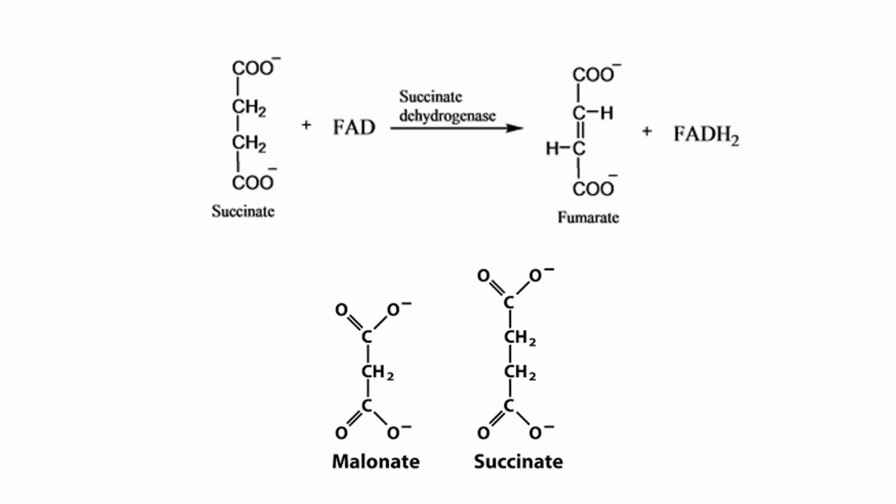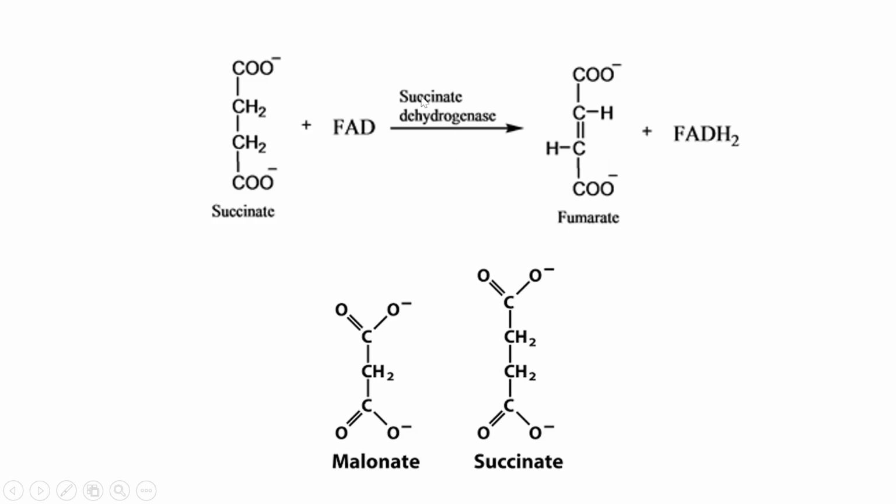So here you can see succinic dehydrogenase, what it does, it converts succinate into fumarate. This is the structure of succinate, and what it does, it basically introduces a double bond between these two carbons to convert it into fumarate. Malonate, if you see the structure of malonate and succinate, they are very similar. Only one extra CH2 is there in case of succinate. So malonate can actually fit in the catalytic pocket of succinate dehydrogenase.